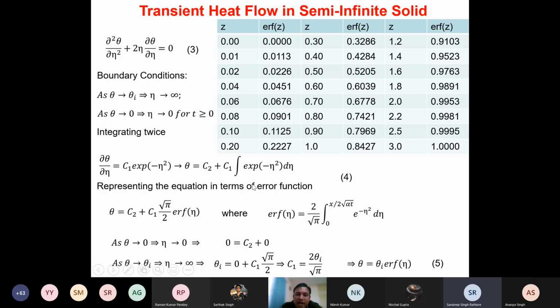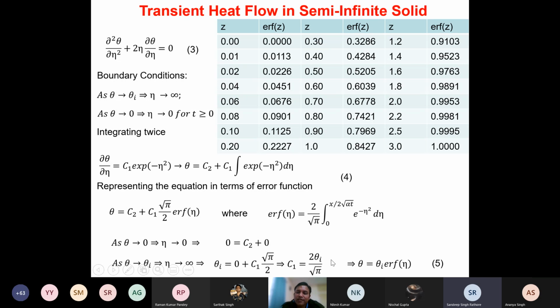Don't get confused with this name, error. It's not an error. Even though we are calling it an error function, this is basically a name given to this entire integral. It's not an error or anything.